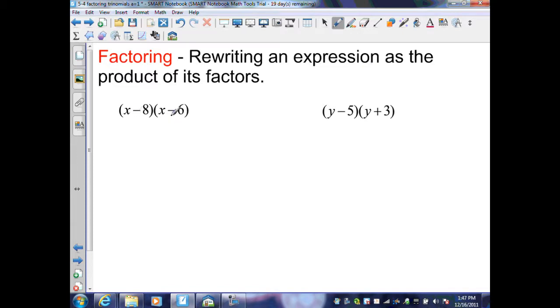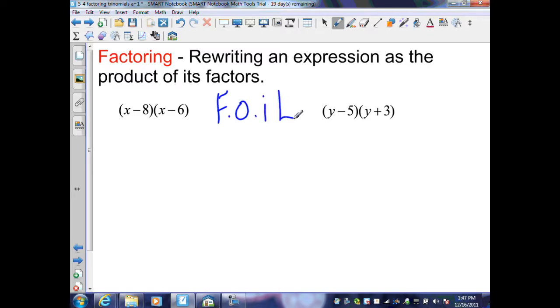Let's take a look at a product of its factors. Here, I have an expression x minus 8 times the expression x minus 6. And this is a product of factors for a trinomial. Let's take a look at what the trinomial looks like by FOILing. Remember, we have done FOILing in Algebra 1.